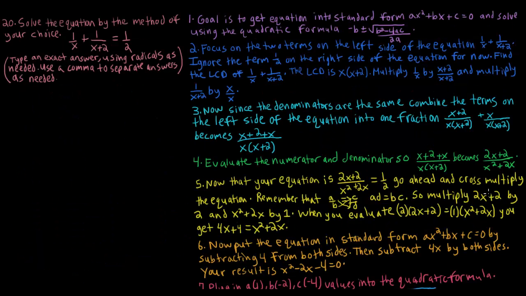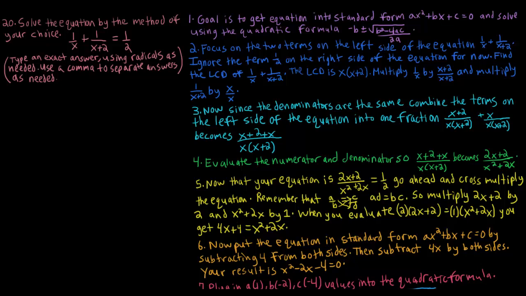Solve the equation by the method of your choice. 1 over x plus 1 over x plus 2 equals 1/2. Type an exact answer using radicals as needed. Use a comma to separate answers as needed.